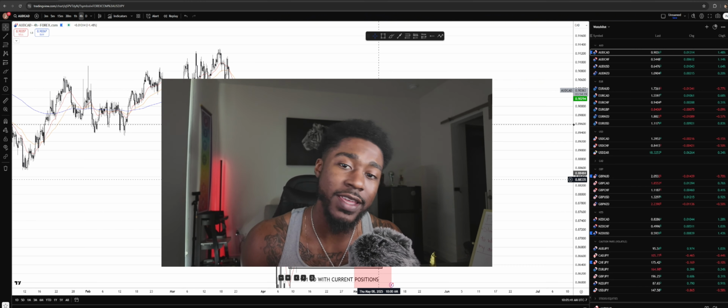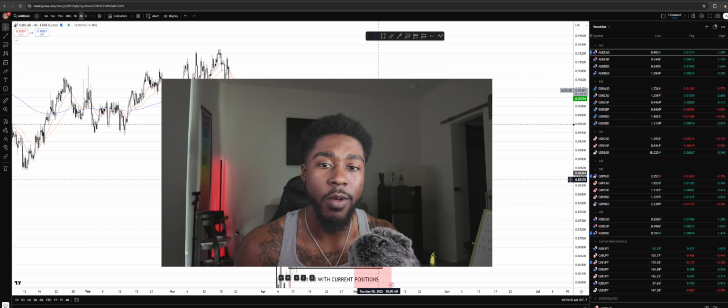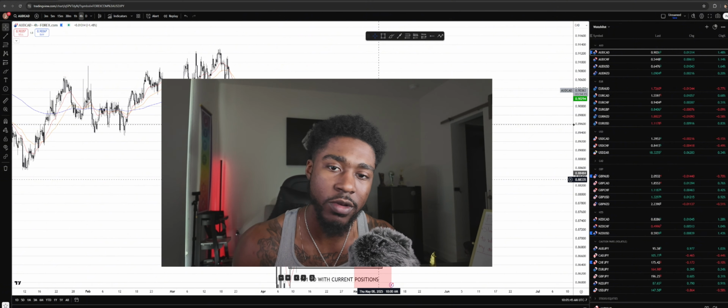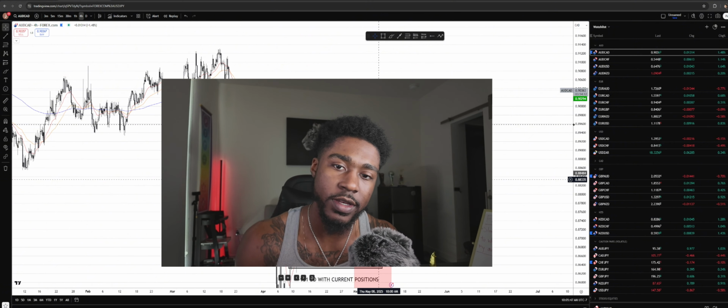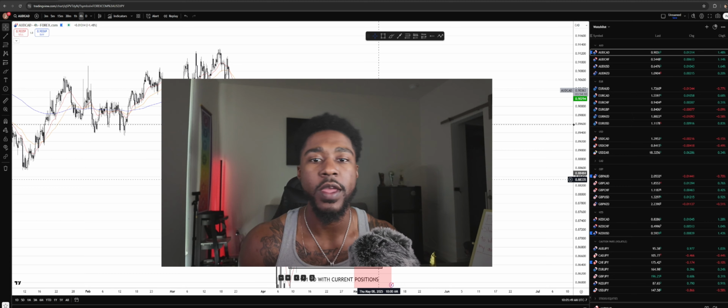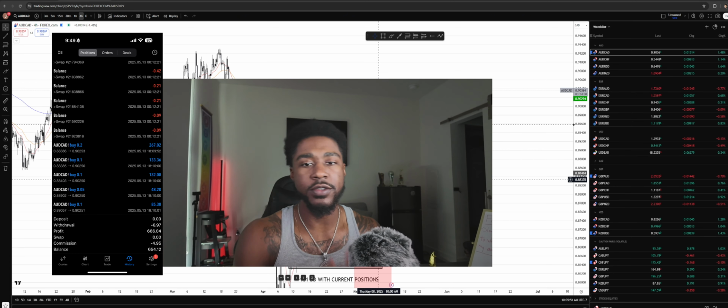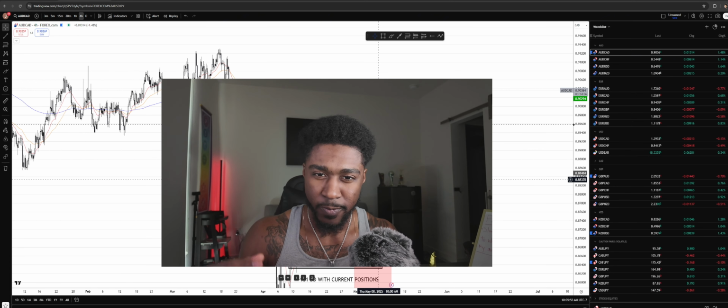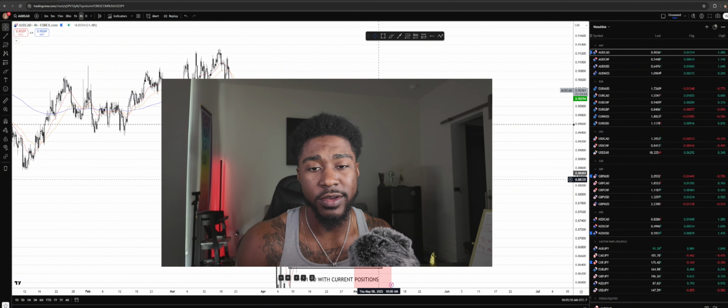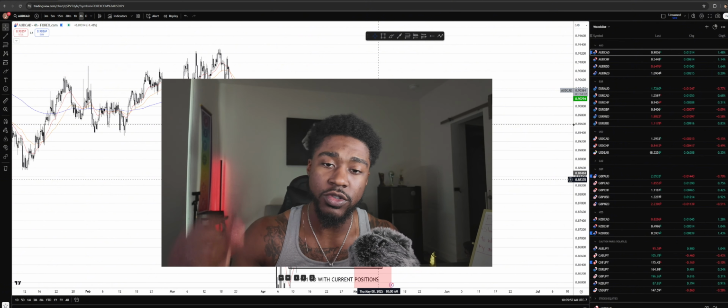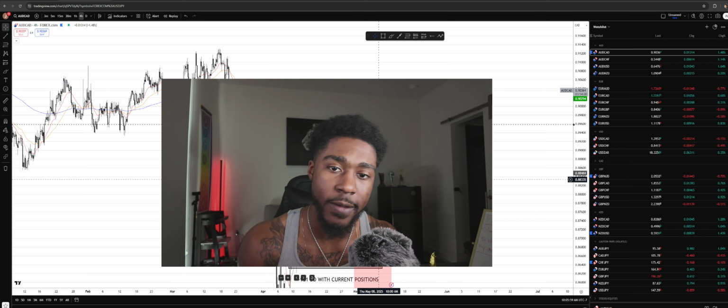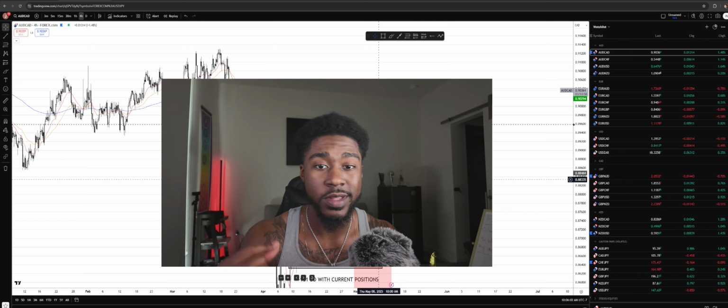For today, I'm going to be breaking down how I made $654 on this Australian dollar, Canadian dollar trade. I'll post a screenshot here somewhere so you can see the proof. I'm not here to scam you. I'm not here to sell you anything. Just going to show you exactly how I did it. Now, without further ado, let's get into it.